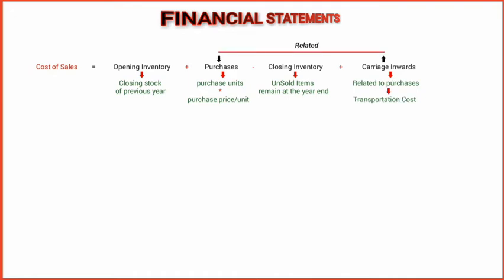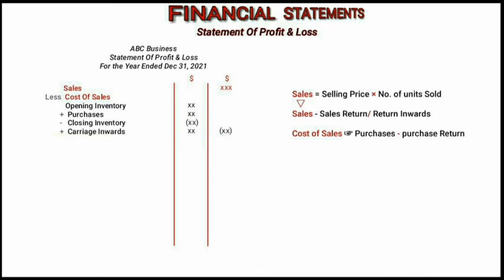As the arrow shows, carriage inwards is the cost of shifting or moving the purchased inventory or raw material from the market to the company's premises. It's all about the cost of sales. After this calculation, we get the gross profit and write its value in the outer column. The formula used in questions to calculate gross profit is sales minus cost of sales.